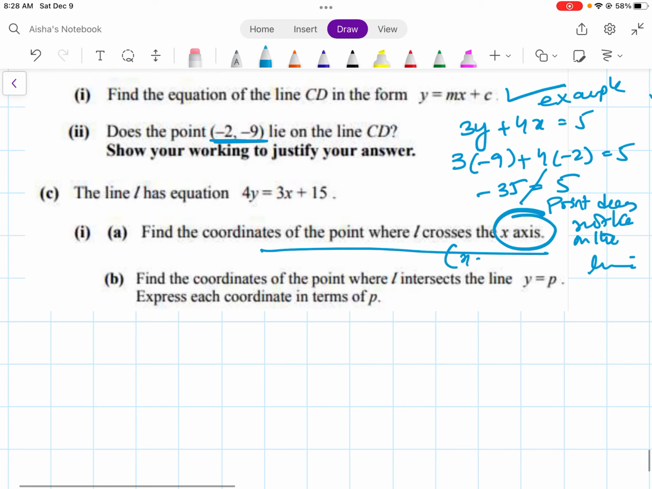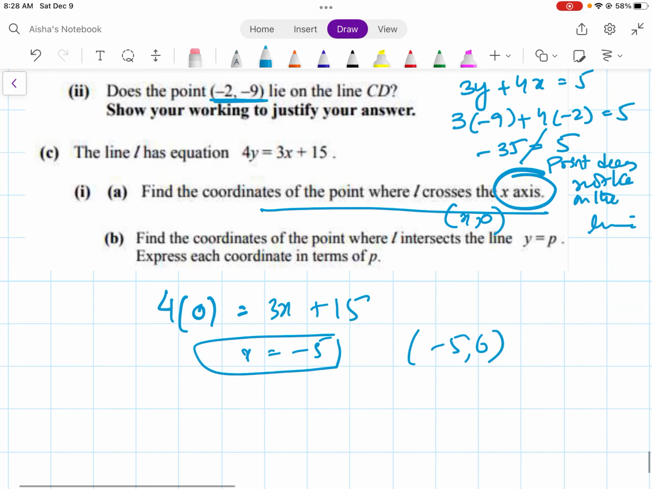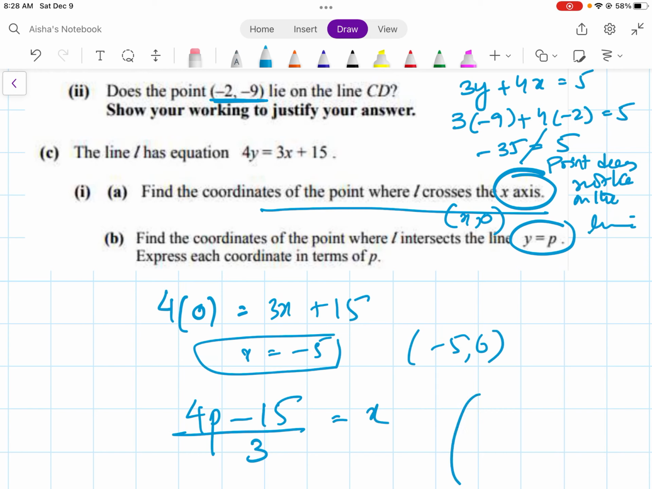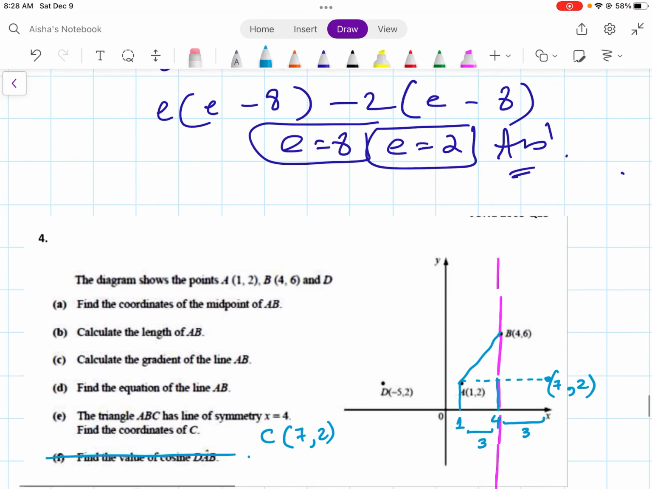L crosses the x-axis. X-axis means (x, 0). That is, in place of y you will input 0. So the x value will be minus 5. Line y is equals to p. That means in place of y we will put p. The coordinates are (4p minus 15, 3, p). Okay, that's about it.